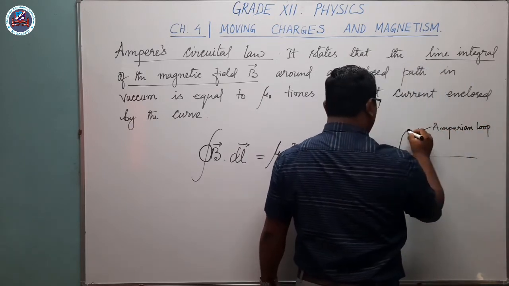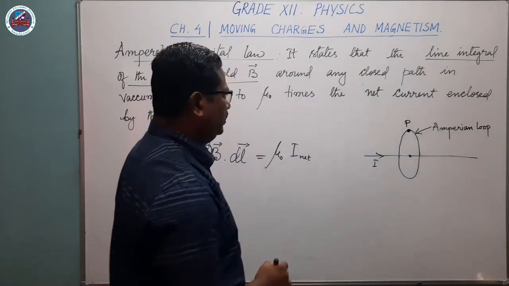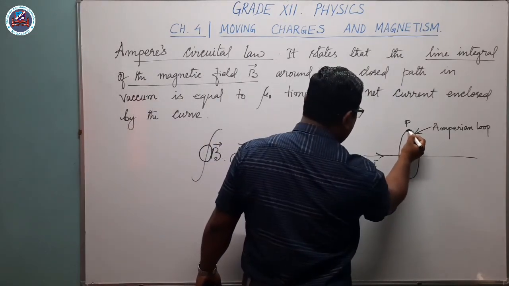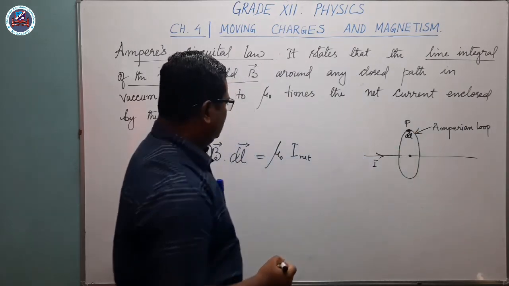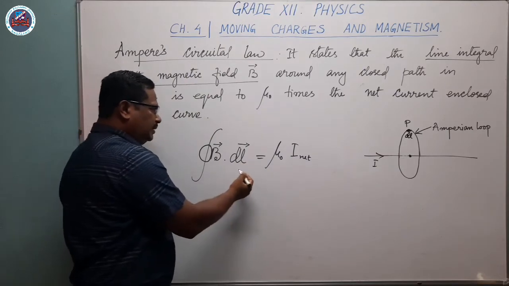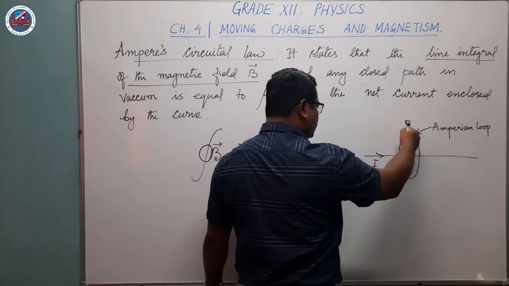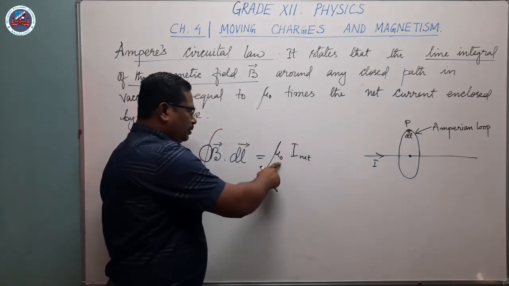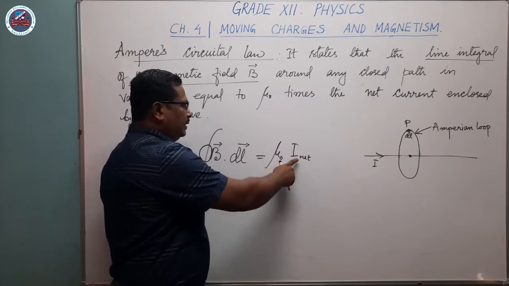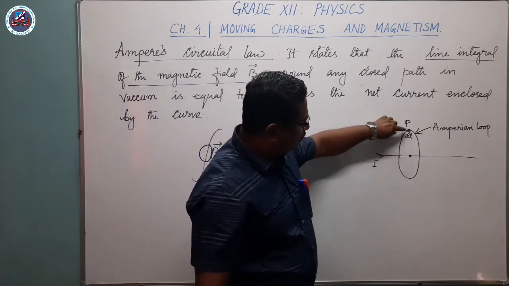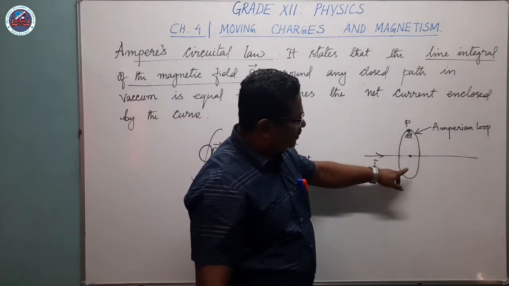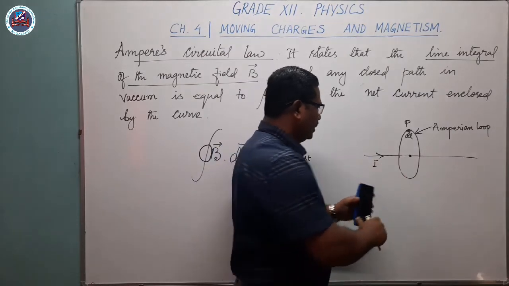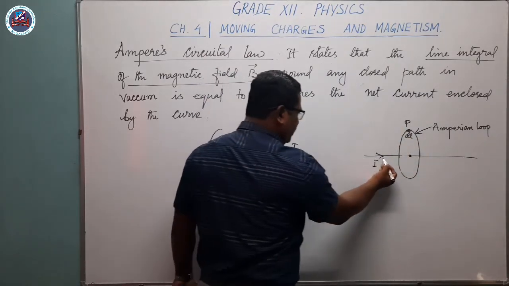At this point, if I want to find the magnetic field, I'll say B dot dl. This small portion of the loop I'll take as dl. Then I'll integrate it. The line integral means integration over this closed loop, the Amperian loop, and that will be equal to mu naught, the magnetic permeability, times the net current. The net current: this field line is produced because of the current passing through a particular point in the wire, only one point. So the amount of current, I net, will simply be I.